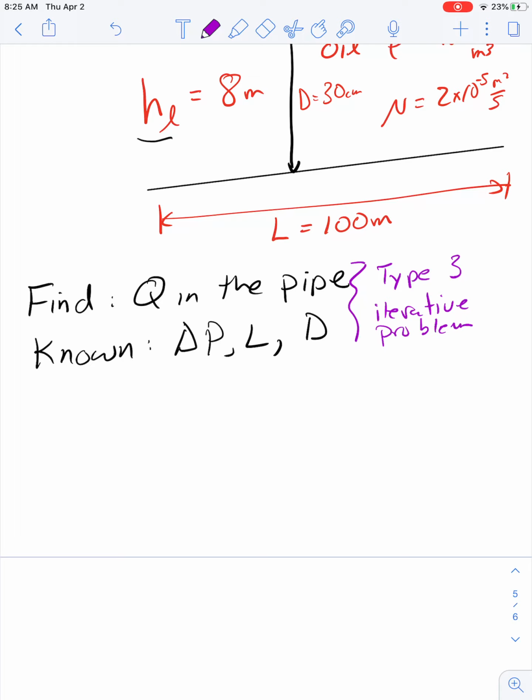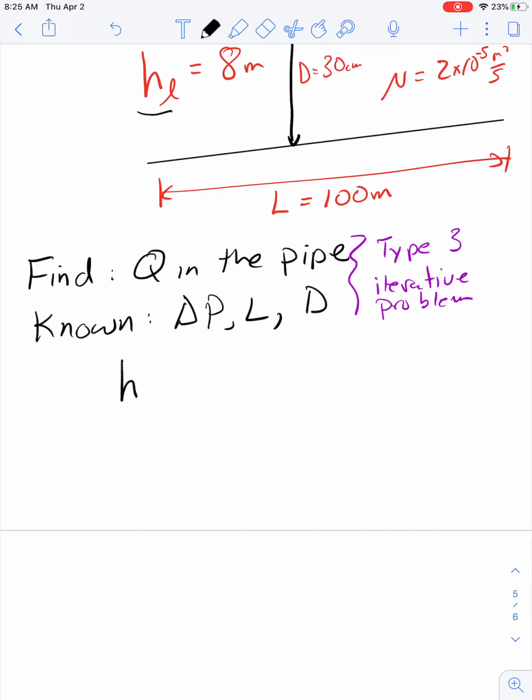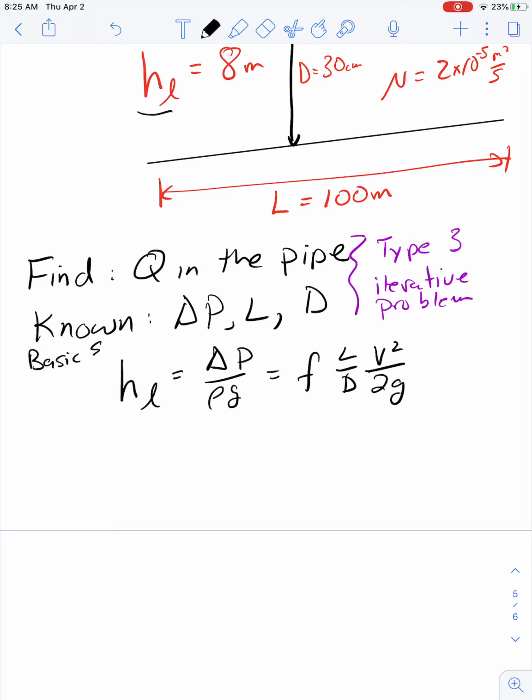If you recall, this means that we're going to need to get the velocity in terms of the friction factor, guess our Reynolds number, probably in that fully rough area, the wholly turbulent regime, and then grab a Reynolds number and iterate. So step 1, we have that the head loss is equal to delta P over rho g, and this is equal to F L over D, V squared over 2g. This is our basic equation. What equation is this? This is the energy equation.